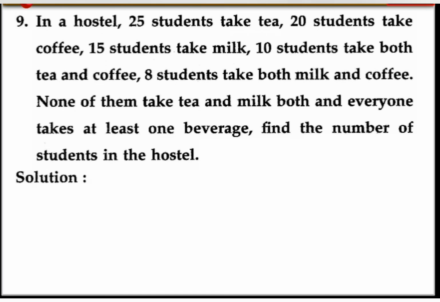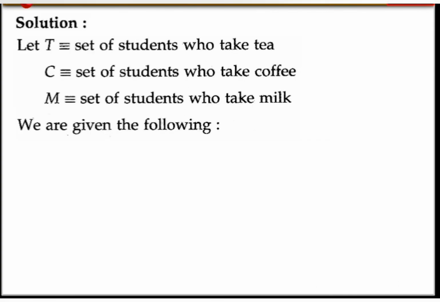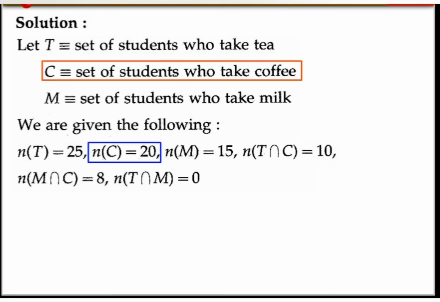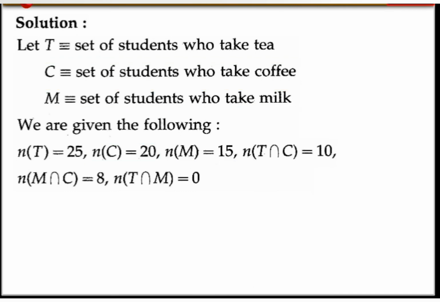Solution. Let T be the set of students who take tea, C the set of students who take coffee, M the set of students who take milk. We are given the following. n(T) = 25. n(C) = 20. n(M) = 15. n(T ∩ C) = 10. n(M ∩ C) = 8. n(T ∩ M) = 0.